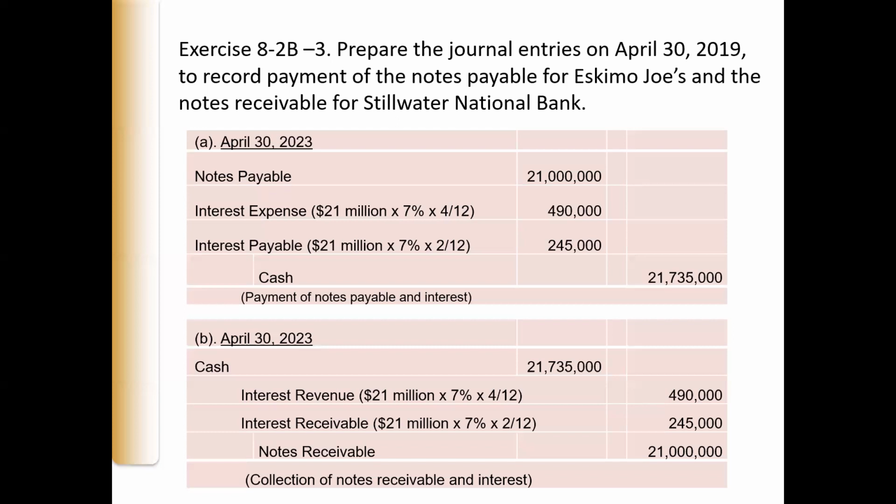Now the bank is receiving that cash. So we debit the cash. We then credit the interest revenue that it's earning this year, the 4 months. We credit the interest receivable because now they're finally receiving it. And we credit the note receivable because it's not a note receivable anymore. They've paid it.